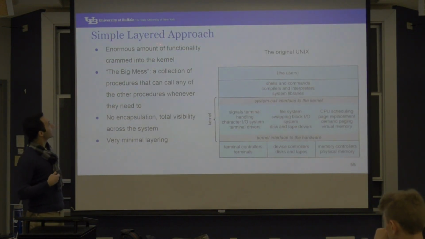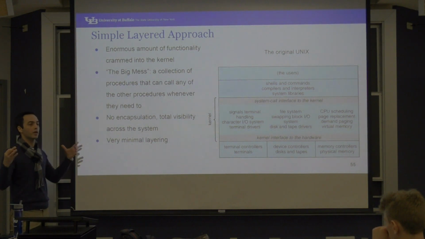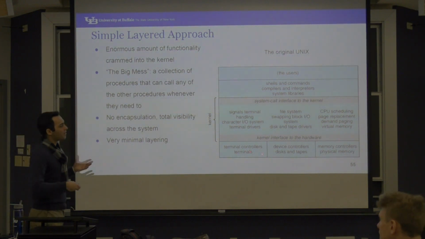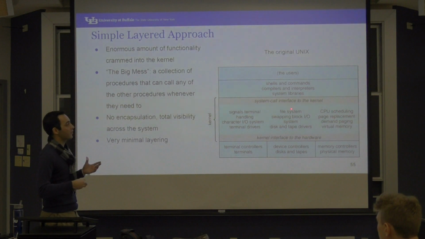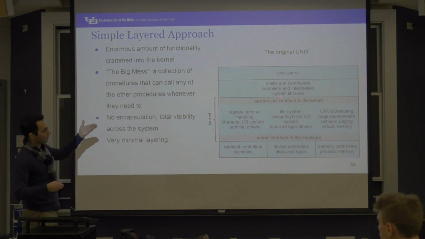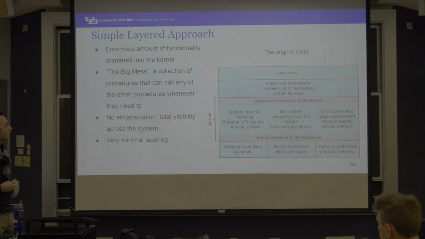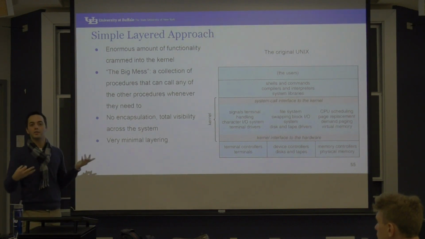So the simple layer approach has a problem: it's a big mess, a collection of procedures that can call any other procedure within the kernel. You have a big kernel code, everything is here, everything has access to everything, and everything can call everything. It ensures a bit of layering here and there, but it can itself have a lot of issues, right? You have visibility, so you have vulnerability, and you have minimal layering, so you have a lot of crashes or freezing, right?